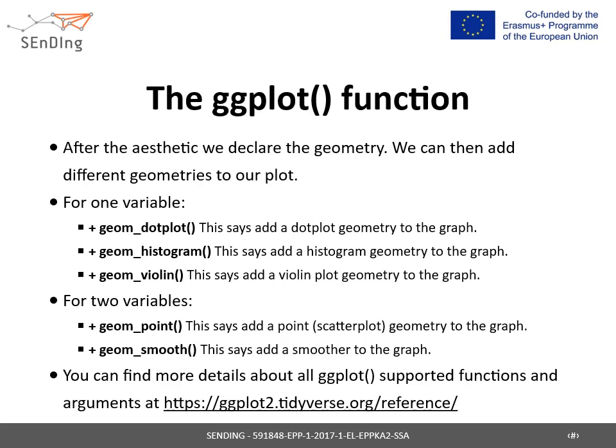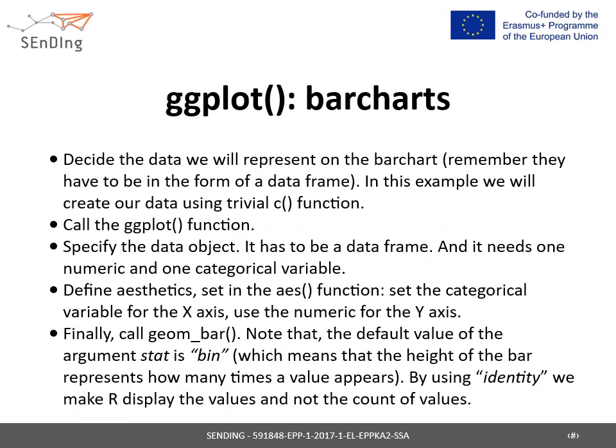If we use two variables, we can choose from the following: geom_point. This says add a point scatter plot geometry to the graph. geom_smooth. This says add a smoother to the graph. You can find more details about all ggplot supported functions and arguments at the official ggplot2 website at https://ggplot2.tidyverse.org/reference.